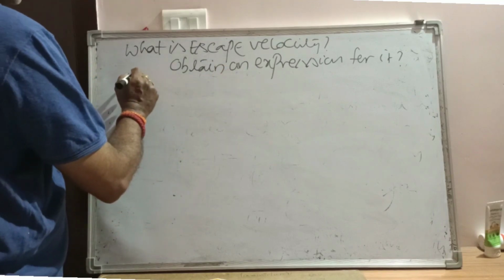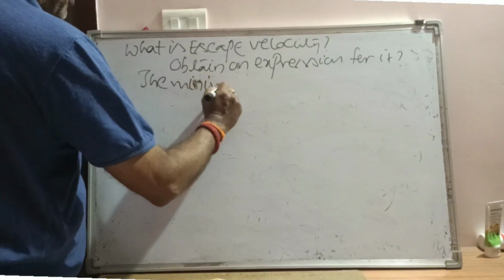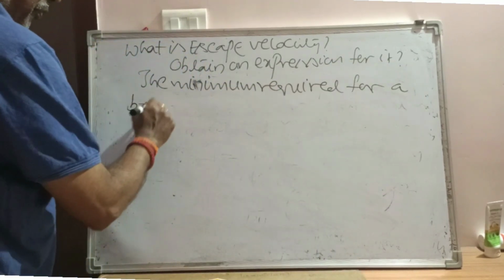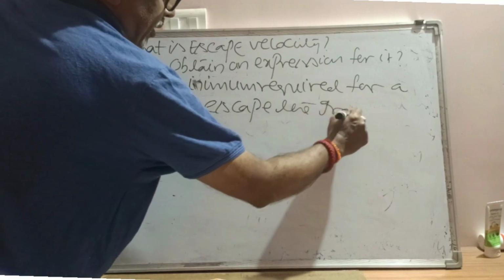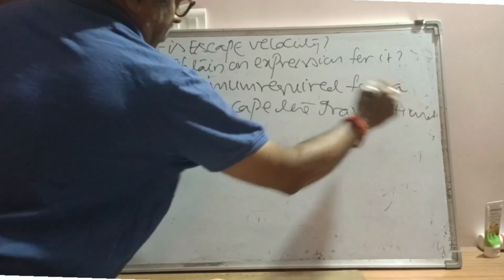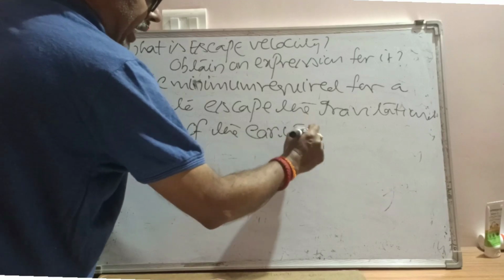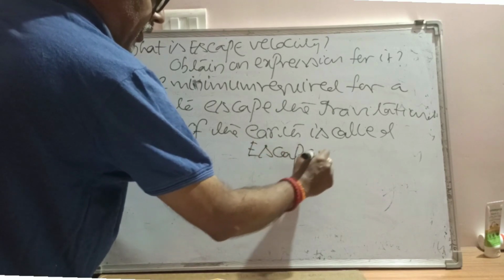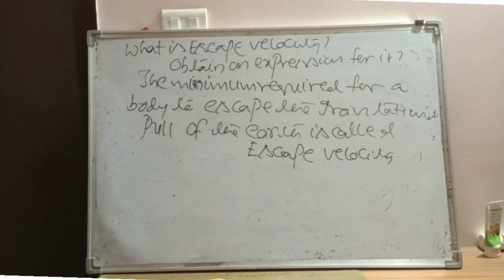What is escape velocity? Obtain an expression for it. The minimum velocity required for a body to escape the gravitational pull or influence of the earth or any planet is called escape velocity.